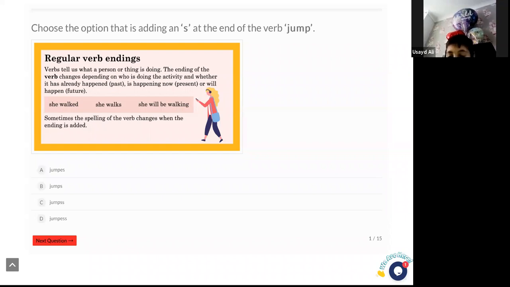Yeah. Very good. Okay. So in this case, what do you think would be the correct letter to put at the end of jump so it makes sense? An S. Yeah. So which option would that be? B. Okay. So we put an S at the end. That will give us a correct spelling. So in this case, the word jump becomes jumps. Well done.